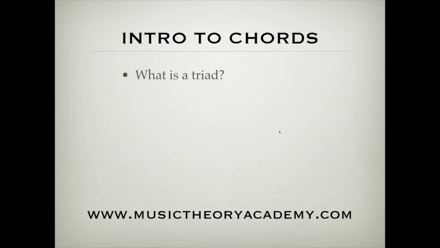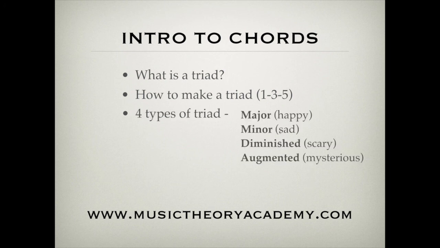So we had a look at what a triad is, 3 notes on top of each other. We've looked at how to make a triad. You've got a first, a root note, a third, the middle note, and a fifth, the top note. And then we've also had a look at the 4 types of triad. The major, which is happy, the minor, which is sad, the diminished, which is scary, and the augmented, which is mysterious. And remember, the only differences between these different triads is the number of semitones that go on between each of the notes that make up the triad.